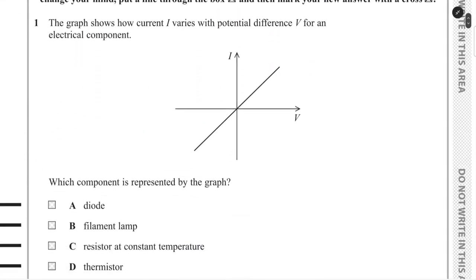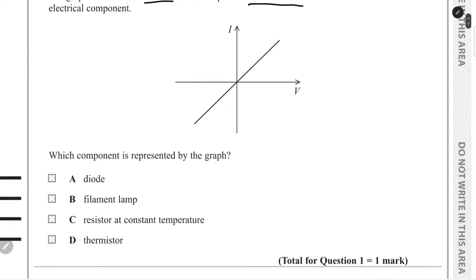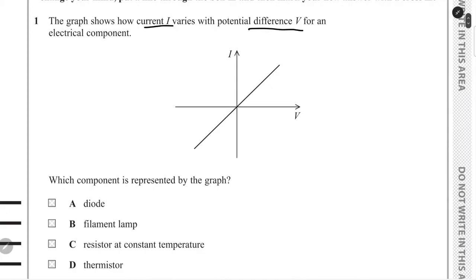In the first question, we are given this current against voltage potential difference graph for an electrical component, and we have to find which component this is. If I look at the features of this graph, we see that it has a constant gradient. The gradient over here is 1 by R. This is an IV graph, I against V. I know the equation V equals IR.